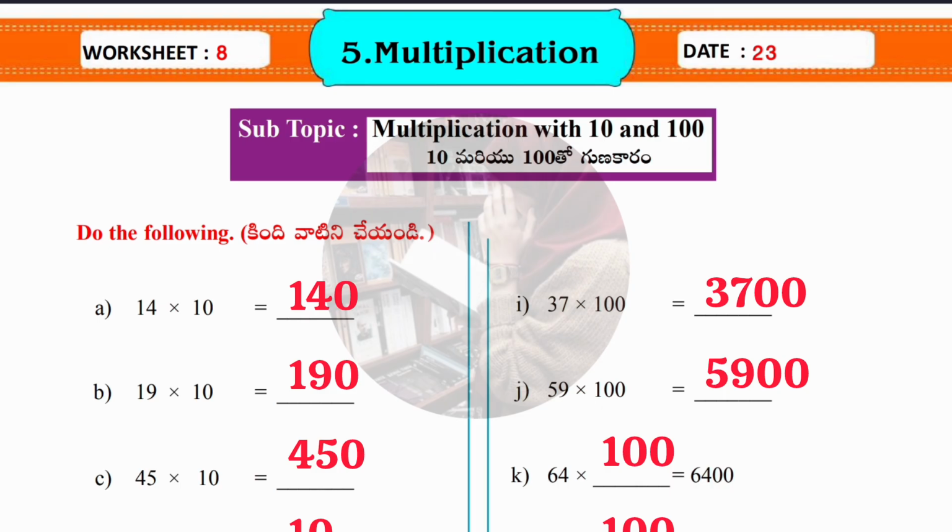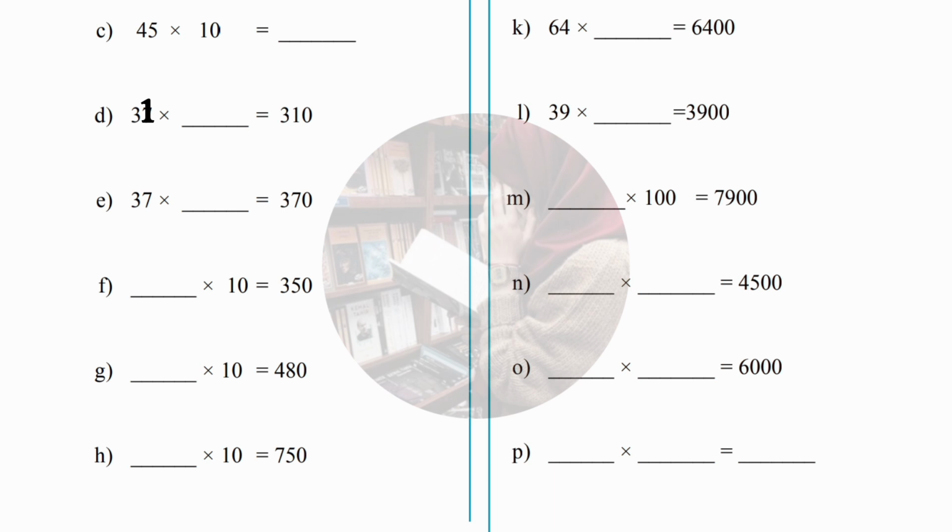Next, 64 multiplied by what will get 6400. So here we have 2 zeros, means we have to multiply it by 100. 64 into 100 will get 6400. Got it, guys? Let's move on to the next one, which is 31 multiplied by dash will get the answer as 310. So here 10 is there, means we have to multiply it by 10. So 31 multiplied by 10 will get 310.